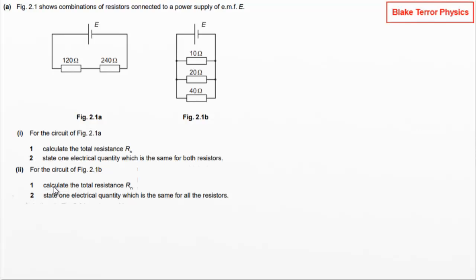We've got two different arrangements of resistors. For each one, we have to calculate total resistance and state something which is the same for both resistors. Right, well, this one's easy. We're just adding those together. 360 ohms, and we're going to have the same current in each one. Then on this one, we put all of these over 40, so we're going to have 7 over 40, so we're going to have 40 over 7 is our total resistance. 40 over 7 ohms, and then we can say they've got the same potential difference.